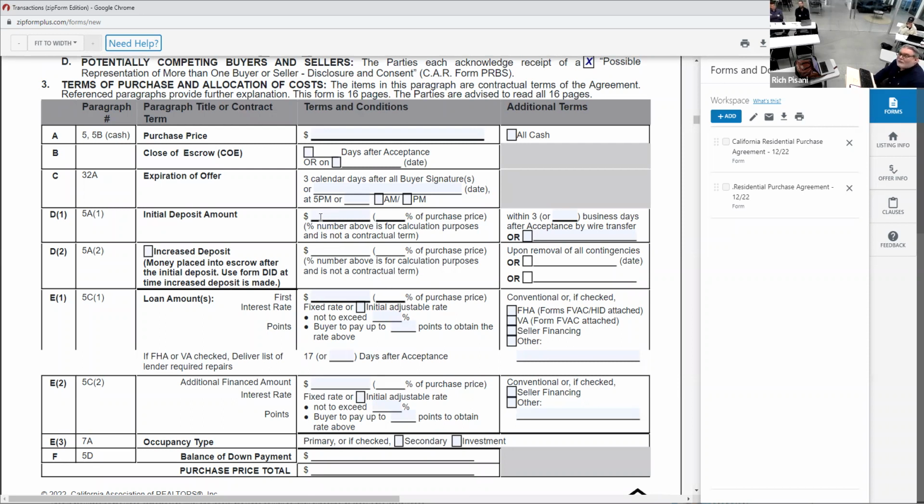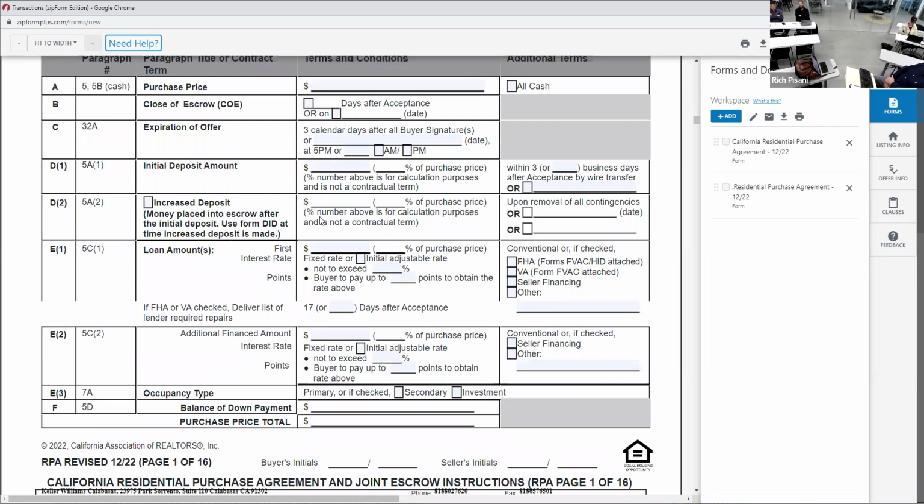Okay, and then the loan amount. How much are you going to borrow? So are they putting 5% down and then borrowing 95%? So you've got to figure that amount out. And is it a conventional loan? It defaults to conventional loan, but if there are other options, an FHA, a VA, seller financing, that's what you would put in there.